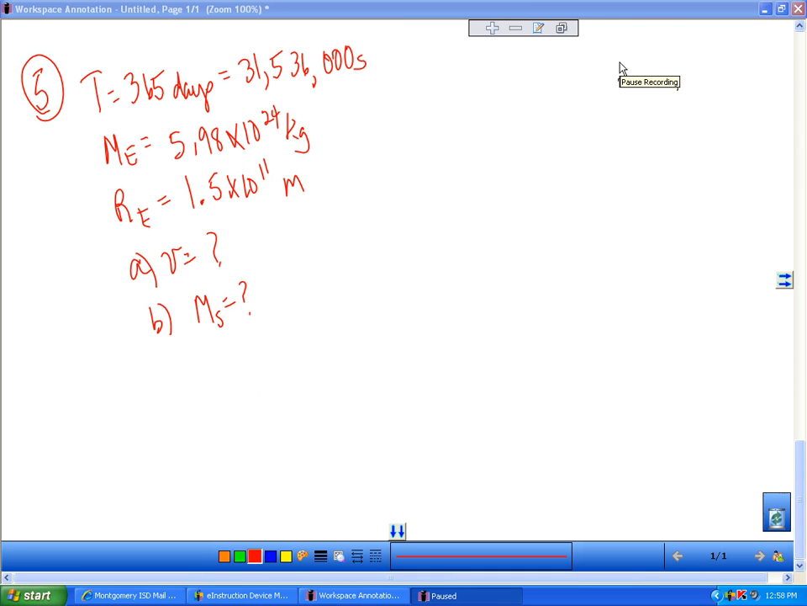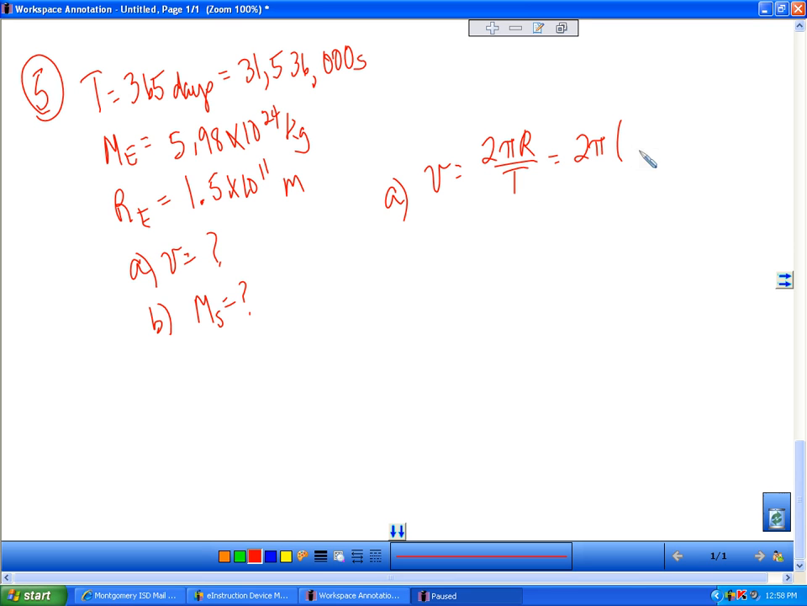Okay. Number 5, I wrote down all the givens because I didn't want to run out of time. So now I want to find the orbital speed of the Earth. I know that the speed is just distance over time, 2 pi r over capital T. R of my orbit was 1.5 times 10 to the 11th meters. And my T was 31,536,000 seconds, because I don't want it in days anymore. So if I do that math correctly, I got my orbital speed to be 29,886 meters per second.